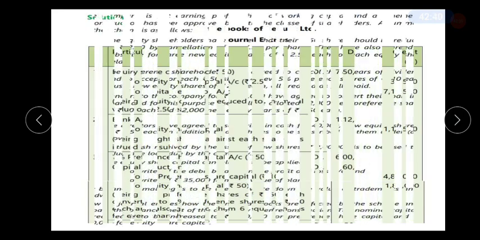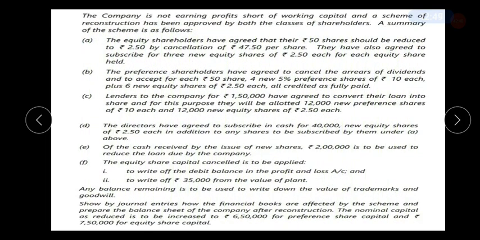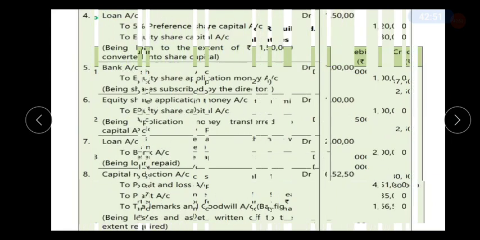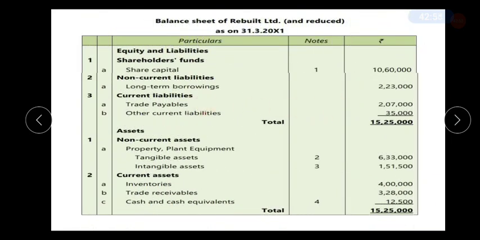So we have not done anything with respect to this, right? So directly we can take it from the balance sheet. Trade payables 2,07,000 and other liabilities 35,000. We have directly taken them from the balance sheet because no change is made with respect to them. Trade payables and other current liabilities. So that's all about equities and liabilities. Let's get the total of that. That is 15,25,000.